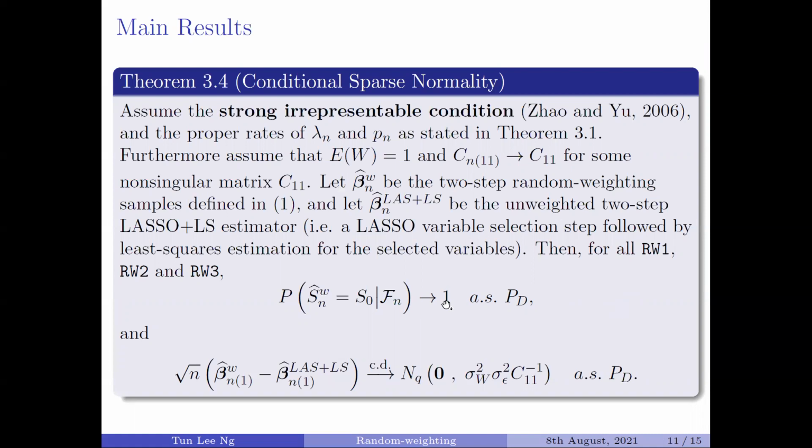If we do this, then I prove that we're going to have the best of both worlds. Not only is the conditional distribution of these two-step random weighting samples congregating at the true set of variables as sample size increases, but if you look at the true set of variables, the two-step random weighting samples, with proper centering, behave asymptotically normal. The centering here is an unweighted two-step lasso and least squares estimator, whereby it is a lasso variable selection followed by a least squares estimation for the selected variables.